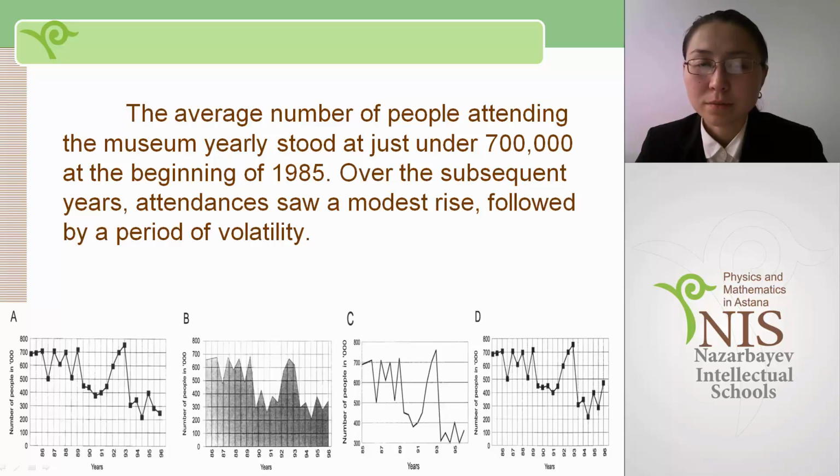Now let's listen. The average number of people attending the museum yearly stood at just under 700,000 at the beginning of 1985. Over the subsequent years, attendance saw a modest rise, followed by a period of volatility. Do you follow me? That's great.